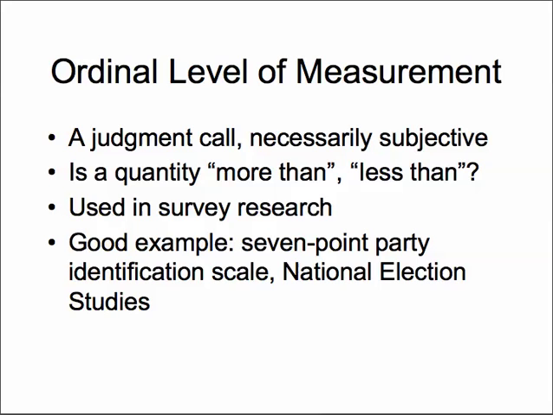1 equals strong Democrat, 2 equals weak Democrat, 3 equals independent-leaning Democrat, 4 equals independent, 5 equals independent-leaning Republican, 6 equals weak Republican, 7 equals strong Republican. What is a strong versus a weak Democrat or Republican? That is in the eye of the beholder, the survey respondent. Since it's a judgment, and we have no clear definition of strong and weak, this level of measurement is ordinal.